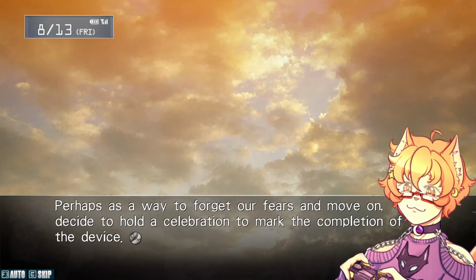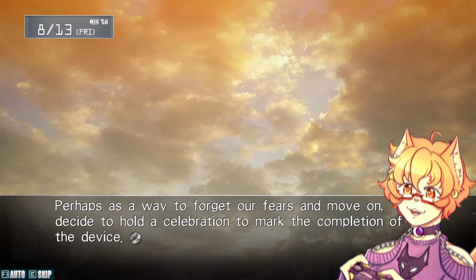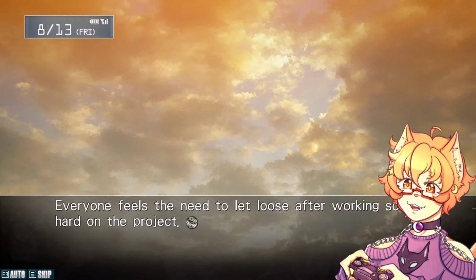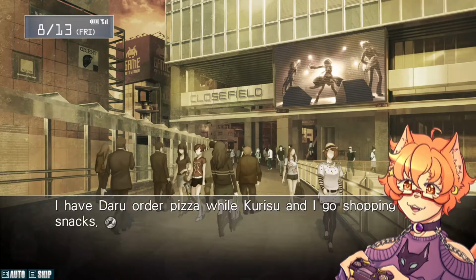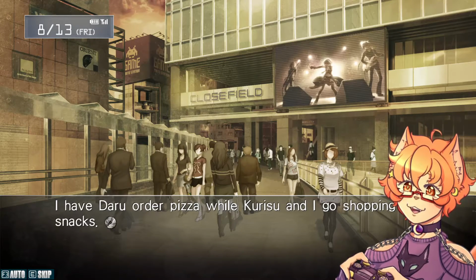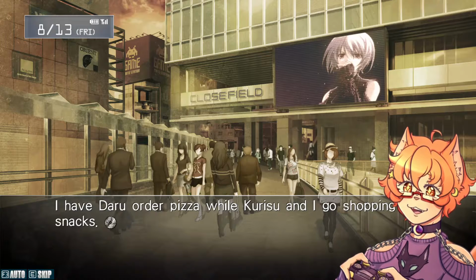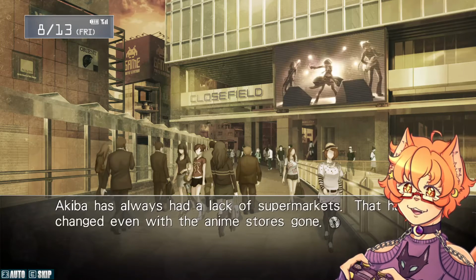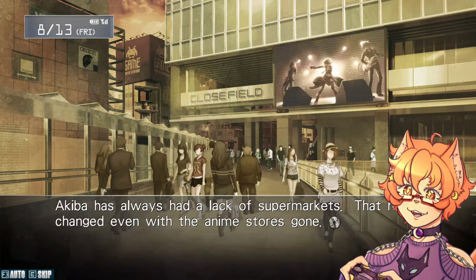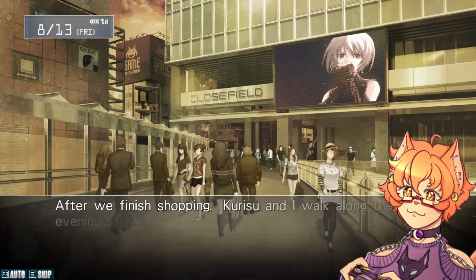Perhaps as a way to forget our fears and move on, we decide to hold a celebration to mark the completion of the device. We're gonna have a celebration? Everyone feels the need to let loose after working so hard on the project. I have Daru order pizza while Kurisu and I go shopping for snacks! We're going shopping with Kurisu? Yay! Akiba has always had a lack of supermarkets. That hasn't changed even with the anime stores gone.